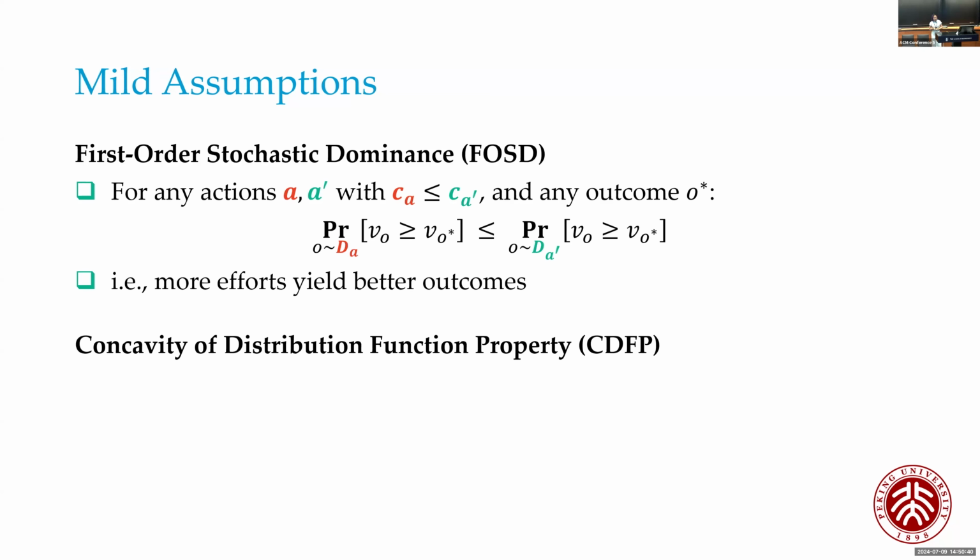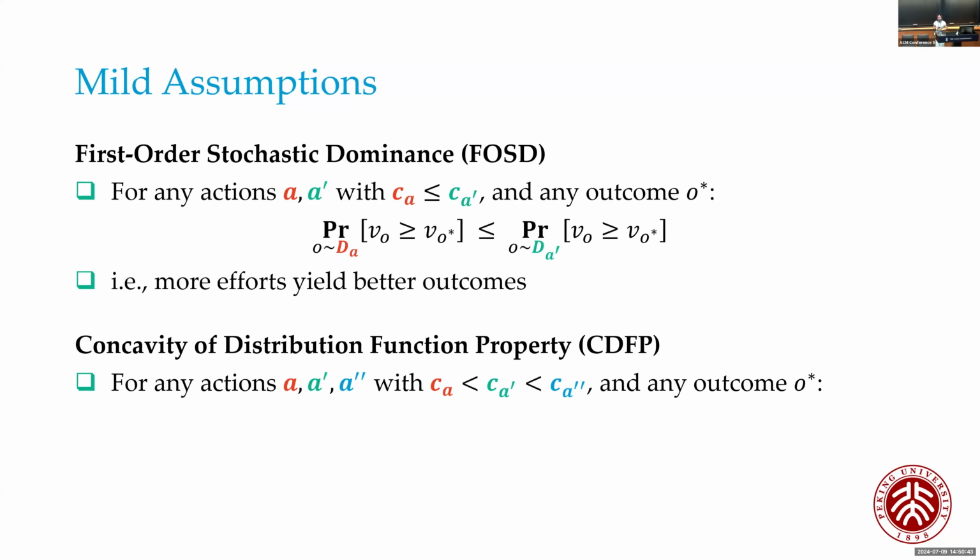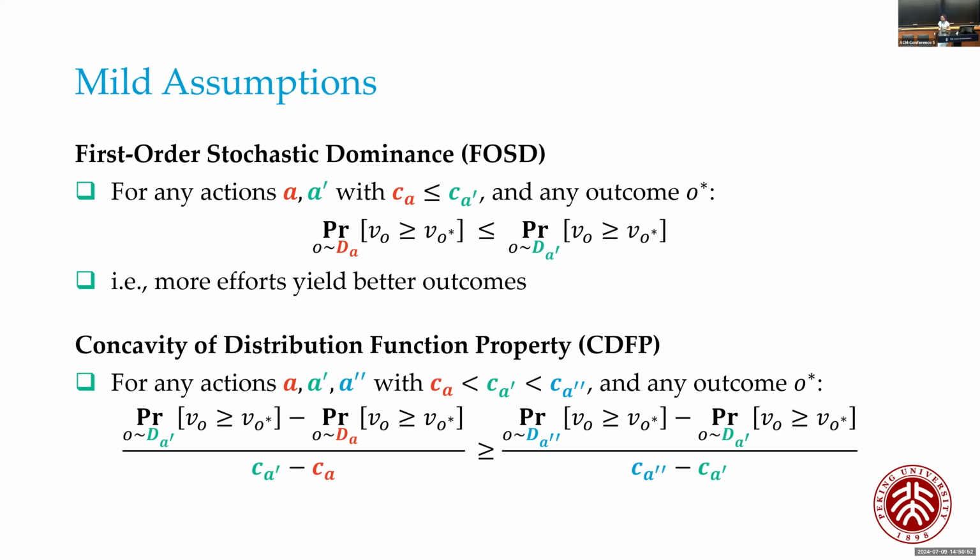And then the concavity of distribution function property means that for any actions A, A prime, and A prime prime, each having a cost greater than the former, and for any outcome O star, okay, this is complex, but basically it means that the slope between the two actions with respect to the probability that an outcome is no worse than O star is decreasing, which means that agents' efforts have diminishing returns.